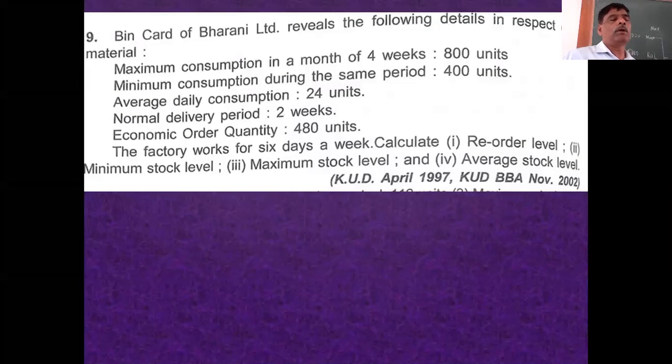Then you see example number 9. In this example, the bin card of Varani Limited reveals the following details in respect of material. Maximum consumption in a month of 4 weeks is 800. Okay. You have to read the question very carefully. They try to confuse you people. Therefore, read the question carefully.